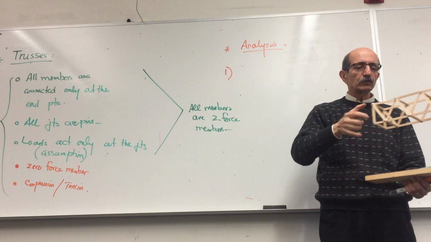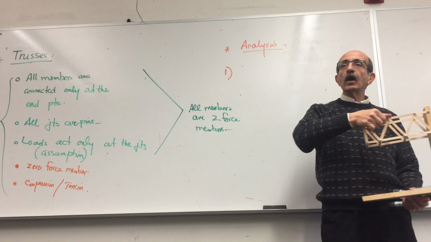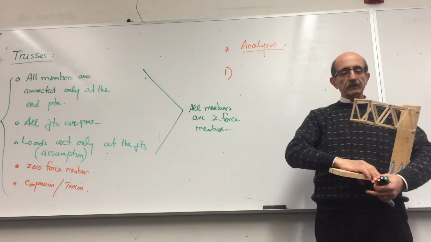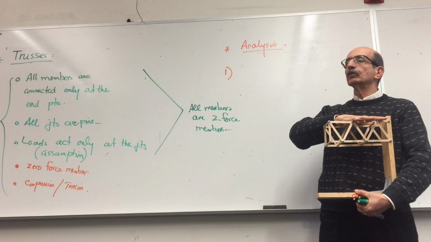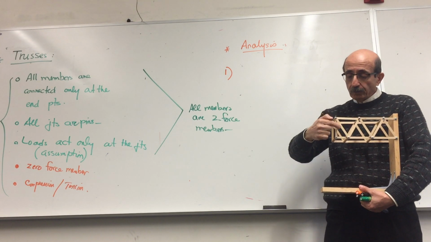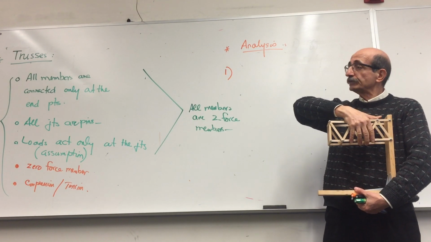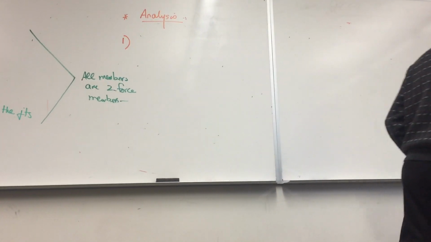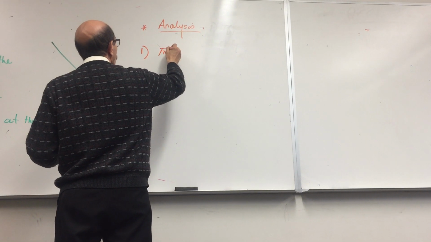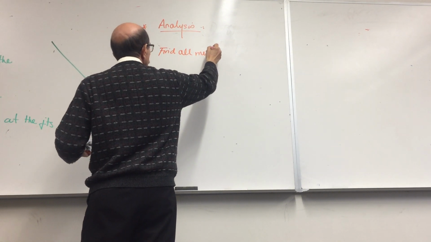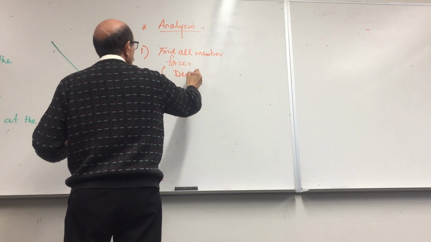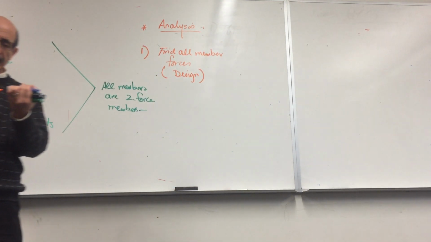The first objective is sometimes you're asked to design a truss completely from scratch. So you're told to build a truss structure that carries a certain load. To build that truss, you need to know how much force each member of the truss will be subjected to. So the first type of analysis is that we want to find all member forces. And this is usually the case when you are designing a truss from scratch.